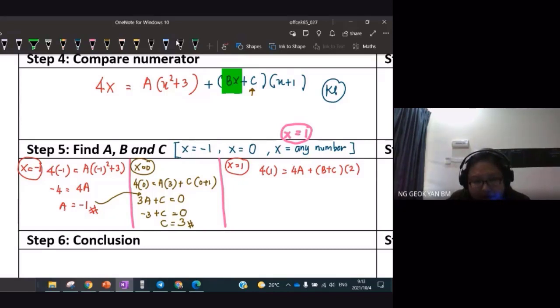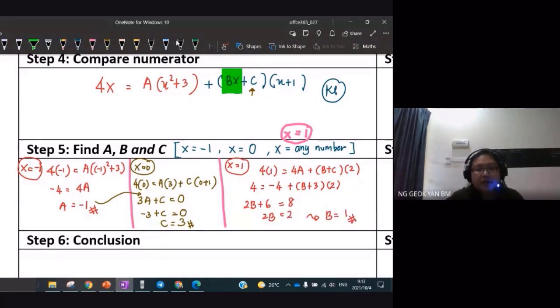Okay, so then you substitute here. 4 equals to -4 plus B plus 3 times 2. Okay, so you dapatkan 2B plus 6 equals to 8. 2B equals to 2. So B is equal to 1. It is up to you lah how you are going to arrange in finding the B. Itu saya rasa tak payah saya ajar lah. Hanya nak make sure tak ada salah calculation dan penggantian sudah. Okay, so you get the ABC easily.